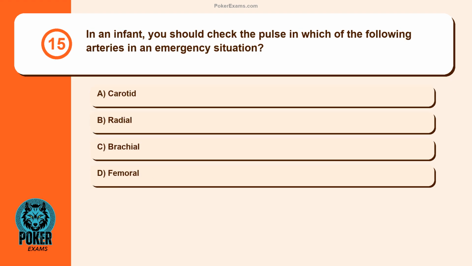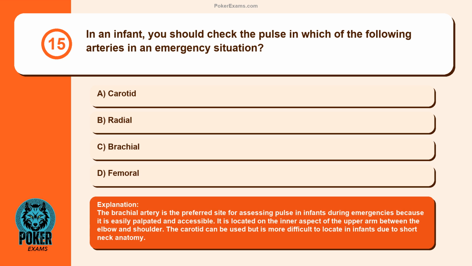Question 15. In an infant, you should check the pulse in which of the following arteries in an emergency situation? Carotid, radial, brachial, femoral. The brachial artery is the preferred site for assessing pulse in infants during emergencies because it is easily palpated and accessible. It is located on the inner aspect of the upper arm between the elbow and shoulder. The carotid can be used but is more difficult to locate in infants due to short neck anatomy.